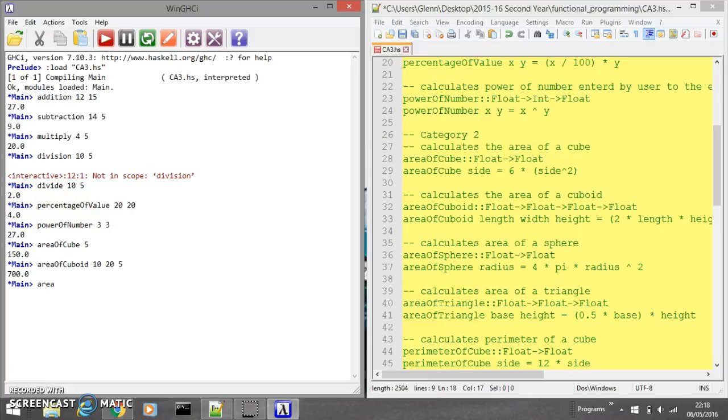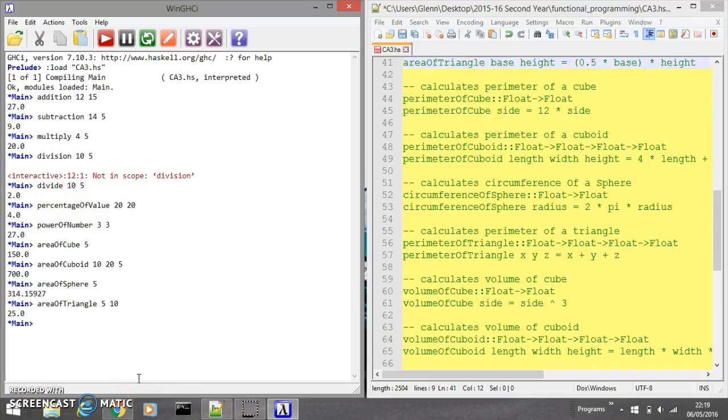Area of a sphere we'll do next. Starting with 5 will give me the answer 314.15927, which it does. Next is area of a triangle. I'll use 5 and 10, which should give me the result of 25, which it does.